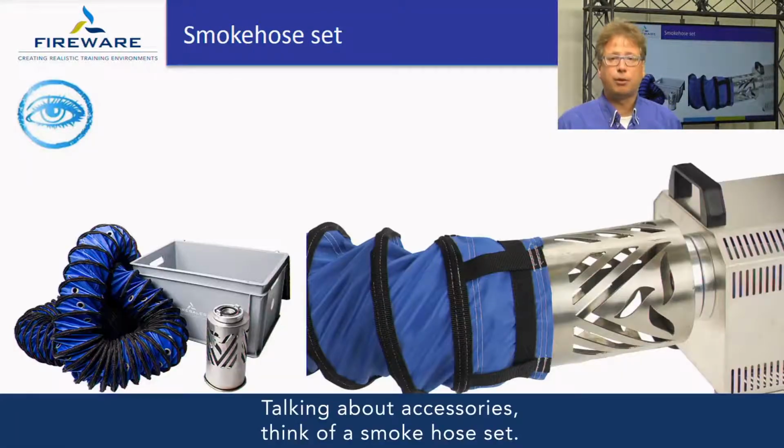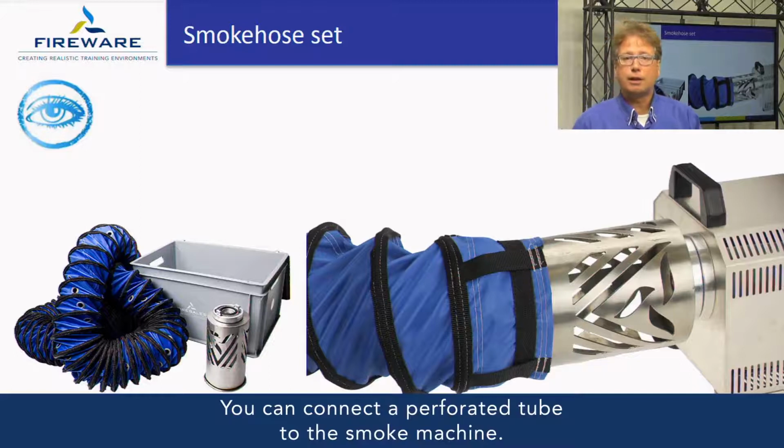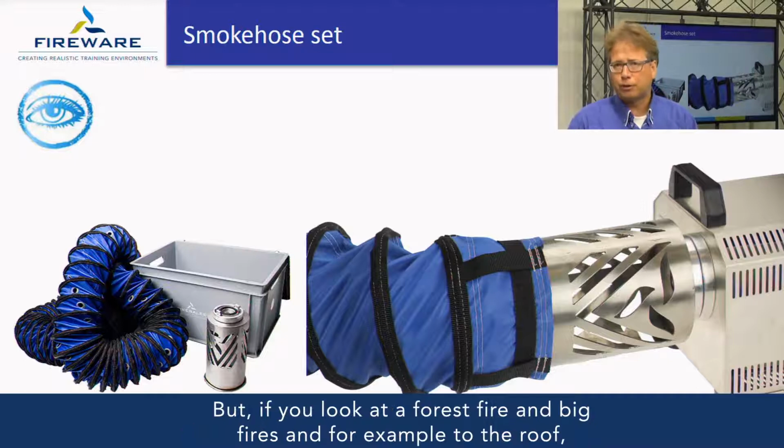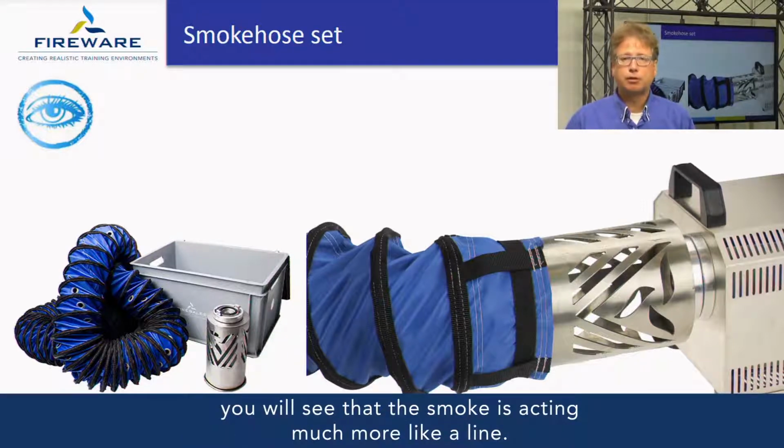The accessories that we have with it are, for example, a smoke hose set. You can connect it to the smoke machine, and it's a perforated tube. With most smoke machines, the smoke that comes out is a point. But if you look at forest fires or big fires, for example a roof fire, you will see that the smoke acts much more like a line. So it's a line source.